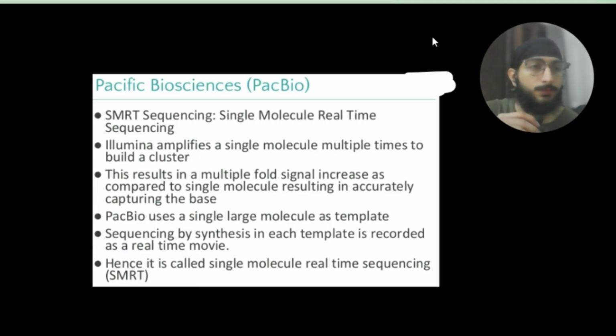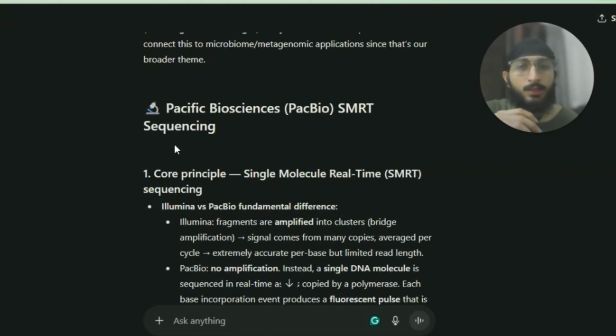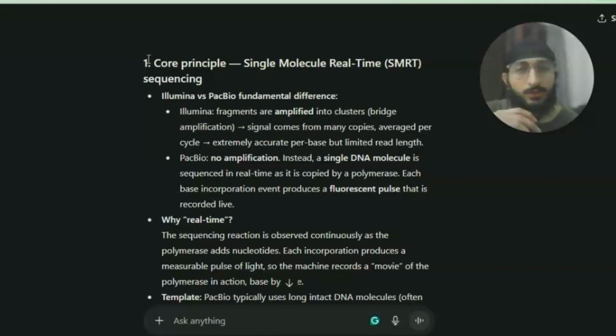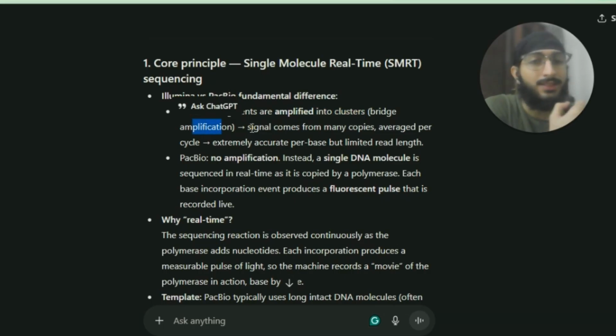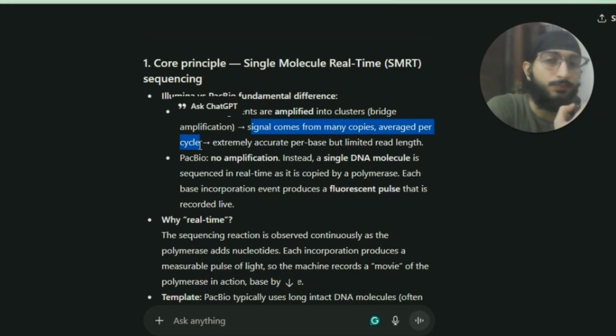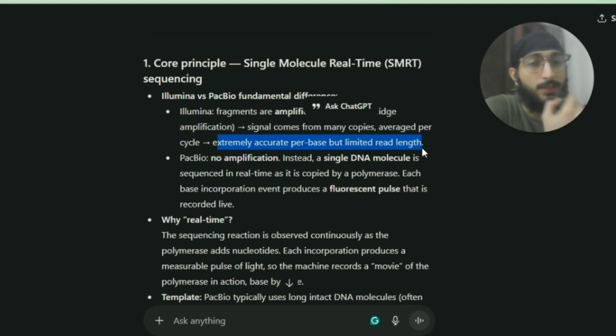Moving on, now I'm discussing Pacific Biosciences SMRT sequencing. So the core principle is that it is single molecule real-time SMRT sequencing. First, let us see the fundamental difference between Illumina versus PacBio. What Illumina does is that fragments are amplified into clusters, bridge amplification. Then the signal comes from many copies, averaged per cycle. It is extremely accurate per base, but has limited read length.